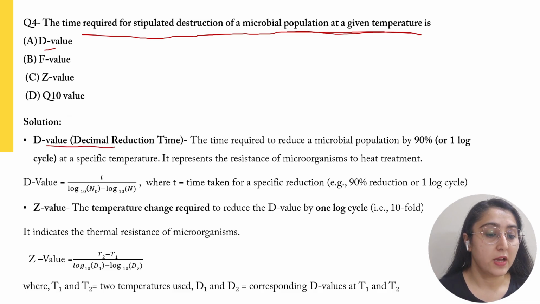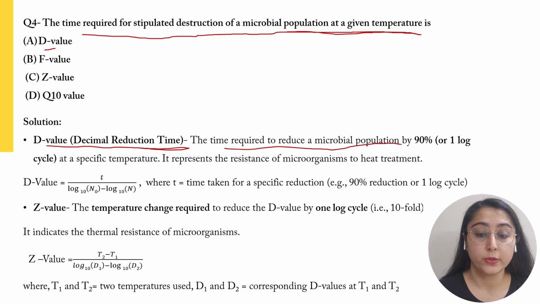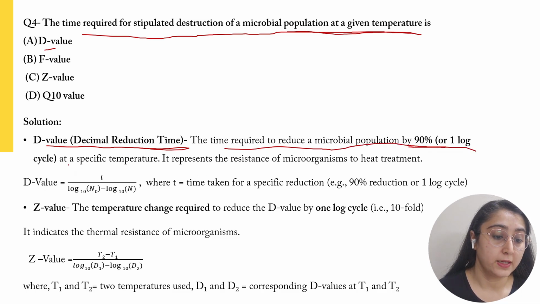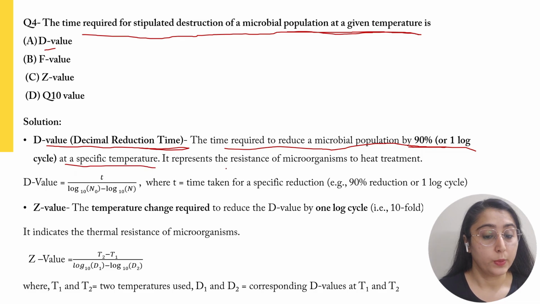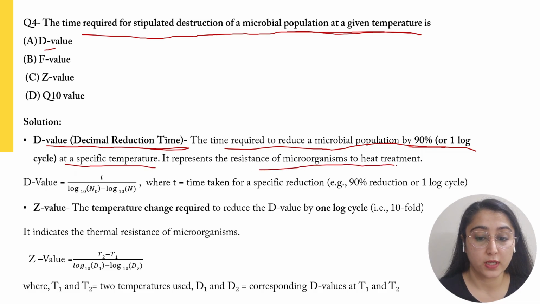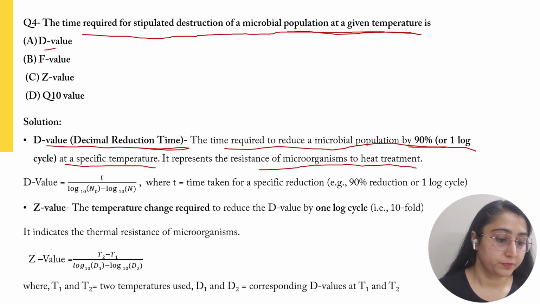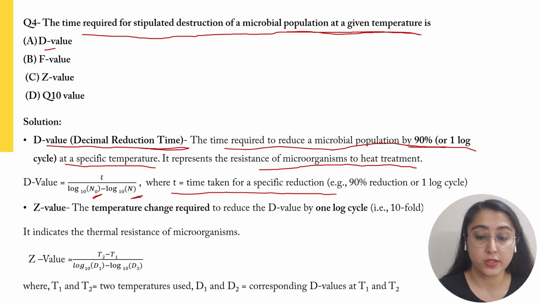So first is D value, which is known as decimal reduction time. It is basically the time required to reduce a microbial population by 90% or 1 log cycle at a specific temperature. It represents the resistance of microorganisms to heat. So D value is given by this formula, where N0 is the initial microbial population, N is the final microbial population, and T is the time taken for a specific reduction, that is 90% reduction or 1 log cycle.